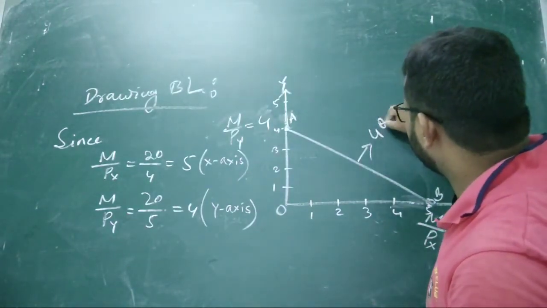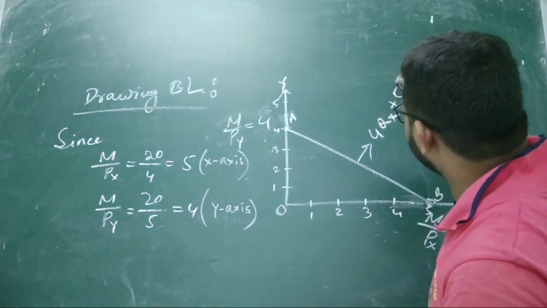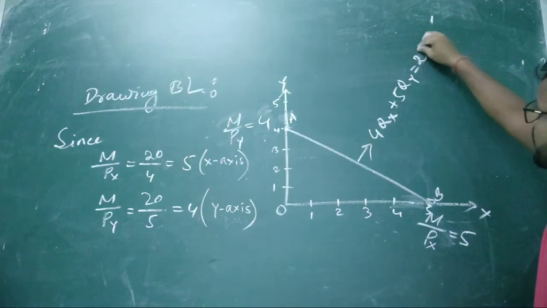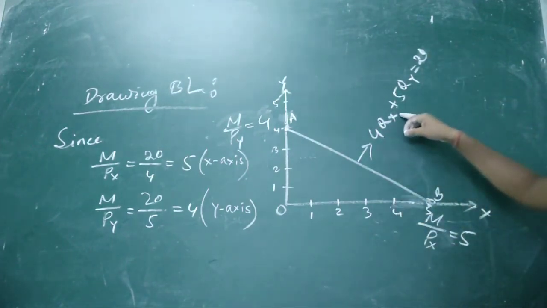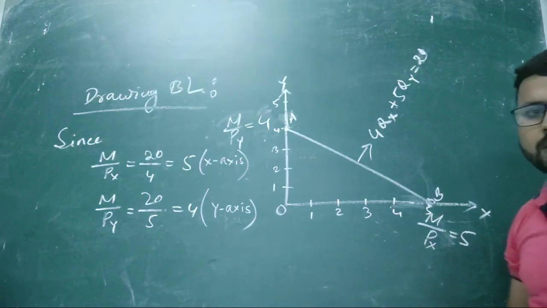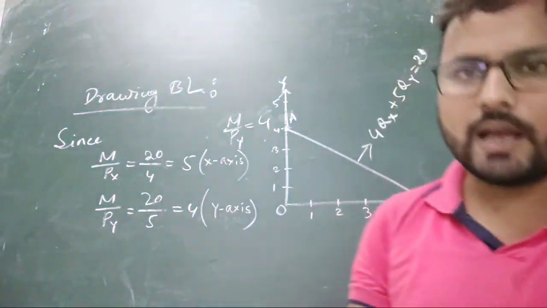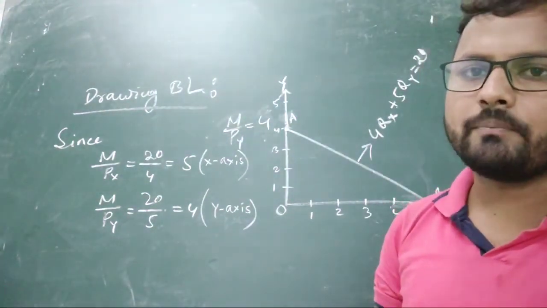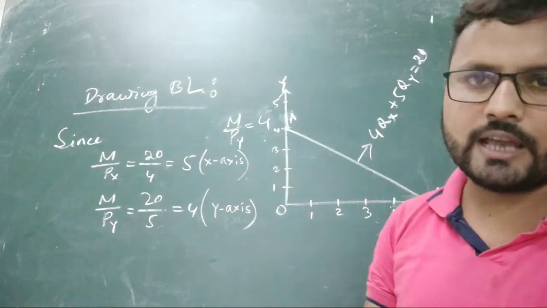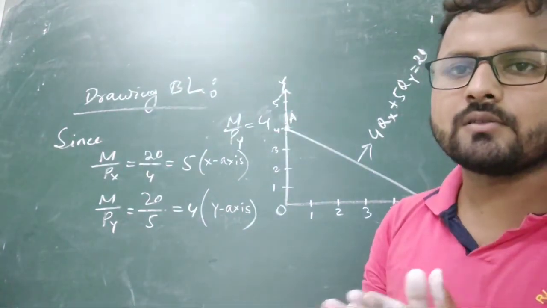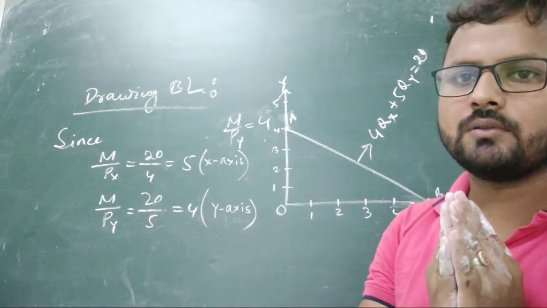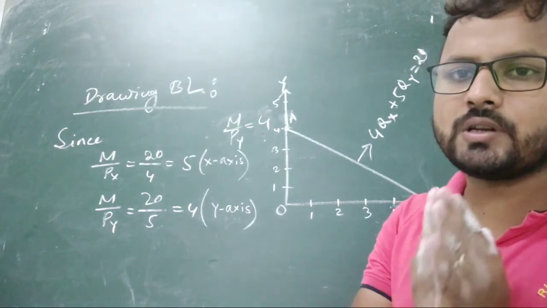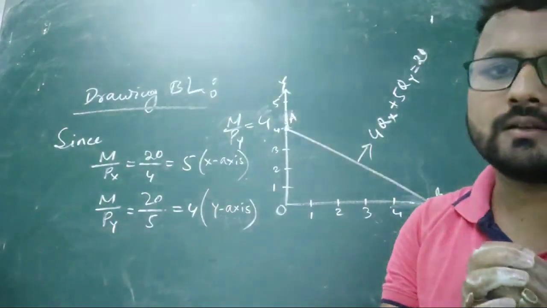The budget equation was 4qx plus 5qy equal to 20. So this budget line indicates 4qx plus 5qy equal to 20. This is how we can draw a budget line. This is a very important class, a mathematical and diagrammatic explanation of the budget equation. You just learn how to draw and how to calculate various points of a budget line. So thank you.